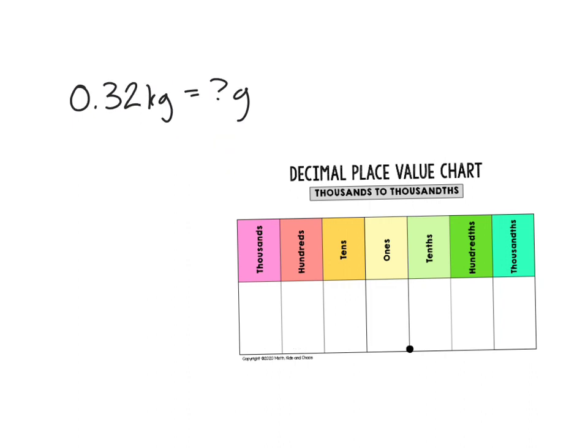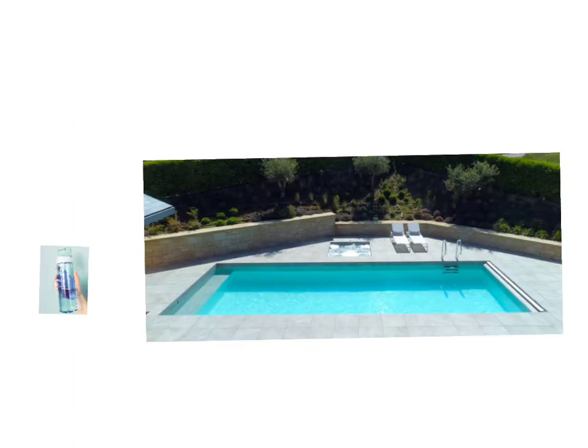This one, 0.32 kilograms. Again, we times by 1,000. Don't worry about the zero because it's at the start, before the decimal point. So the 3 moves 3 places, 1, 2, 3 into the hundreds. The 2 moves 3 places into the tens. We add a 0 in for our space. So 0.32 kilograms is 320 grams.